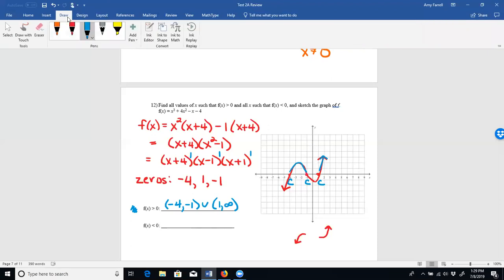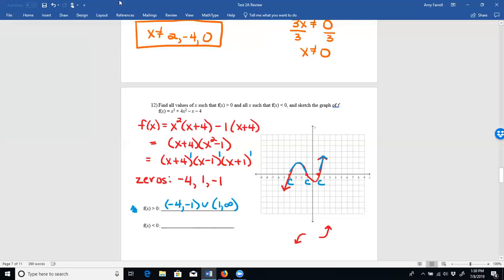We do not want to use brackets. We only want to use parentheses because when x is -4, when x is 1, when x is -1, f of x is equal to 0, not less than or greater than. Okay, in orange here, I've got where f of x is less than 0. That's from -infinity to -4, and then again from -1 to 1.